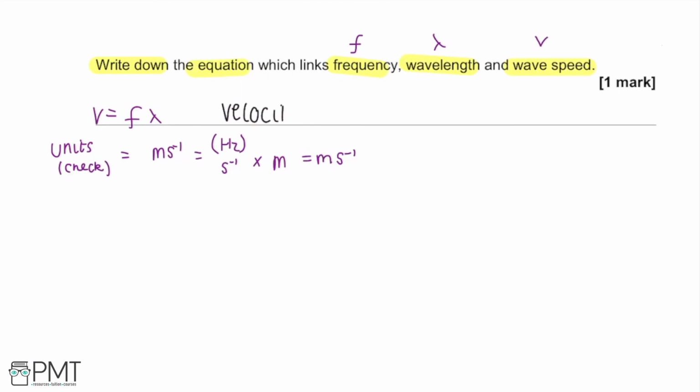So then I can simply write this equation down using the exact terms I've used in the question. So velocity is equal to wavelength multiplied by frequency. And that will gain us the mark here.